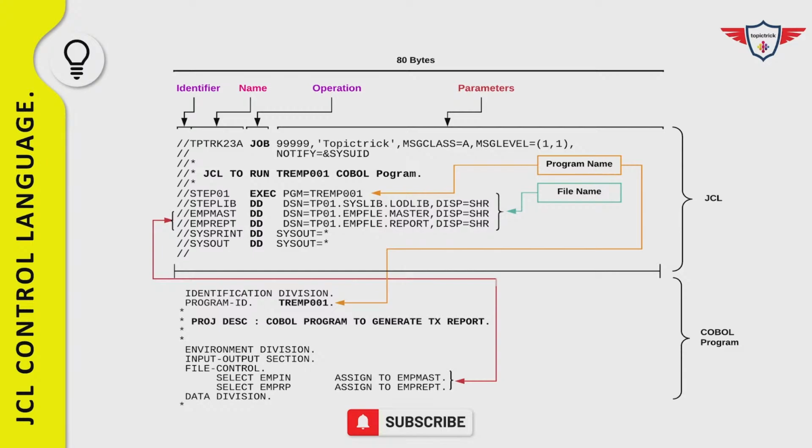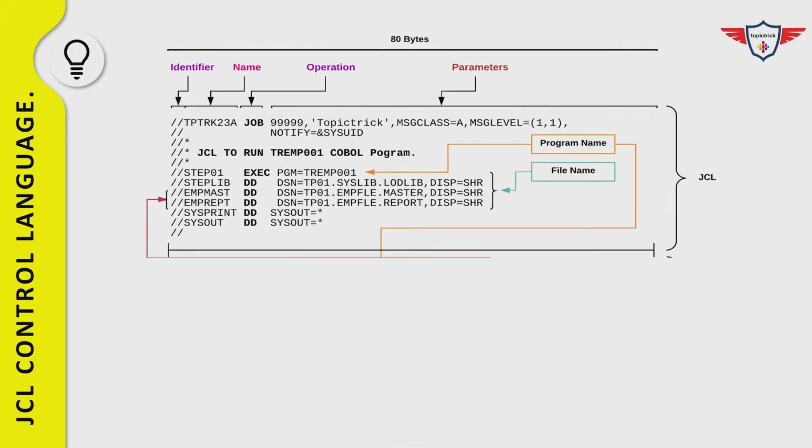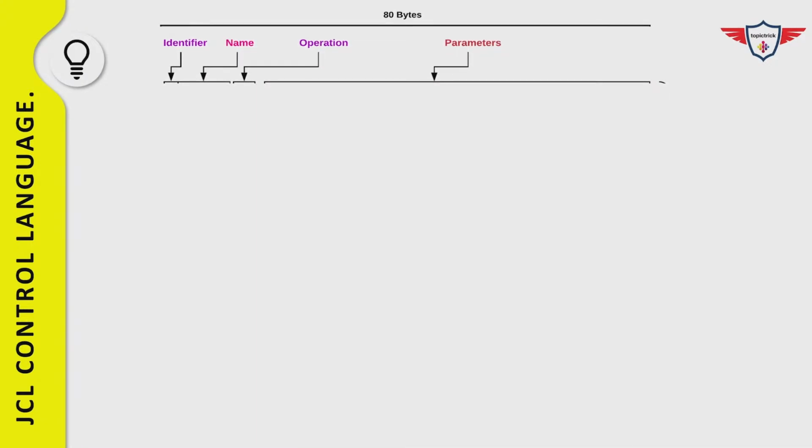Now, before discussing the job control statements in detail, let's discuss two important topics. First one is the coding rules of writing JCL, and the second one is JCL parameters, which includes keyword parameters and positional parameters. These are very important because they are what is used to define your control statements. So let's get started with the general rules of writing a JCL.